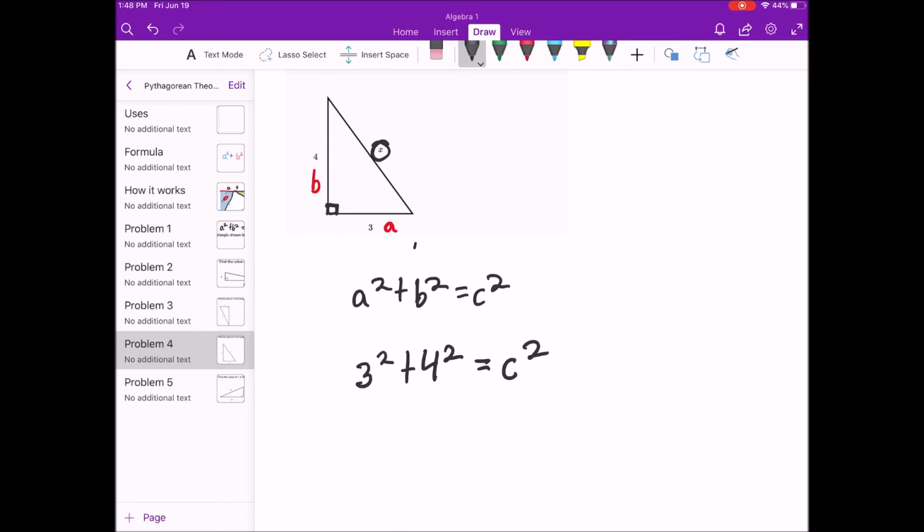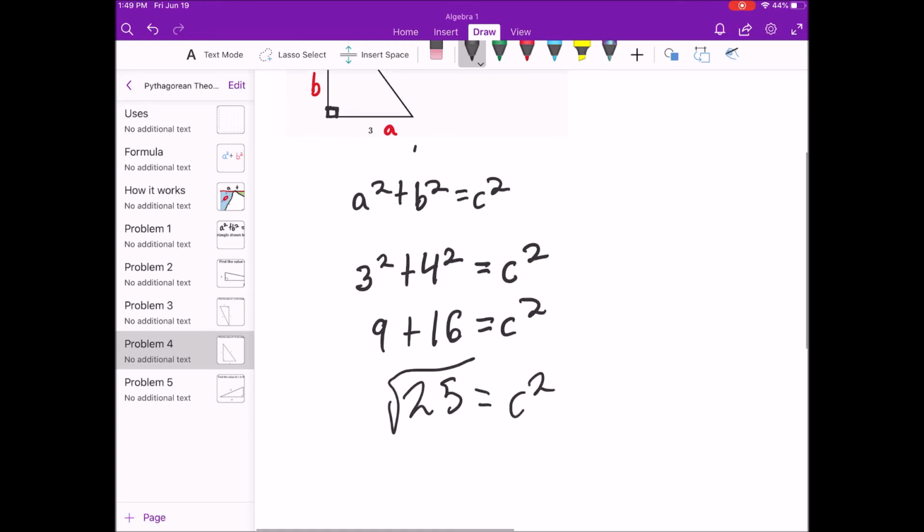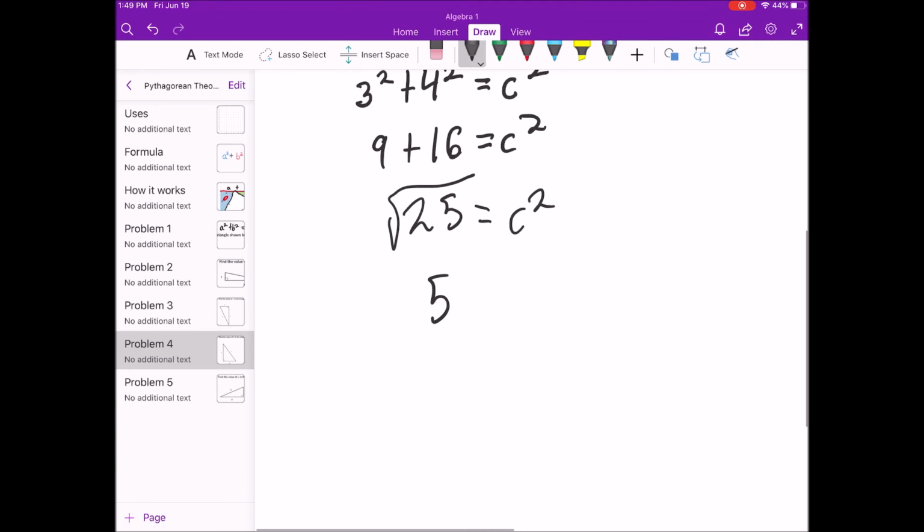Alright, so now 3 squared is 9 plus 4 squared is 16 is equal to C squared. 9 plus 16 is 25 is equal to C squared, and square root of 25 is 5. Square root of C squared is C, so 5 is equal to C. That's our answer. Now let's go to the next problem.